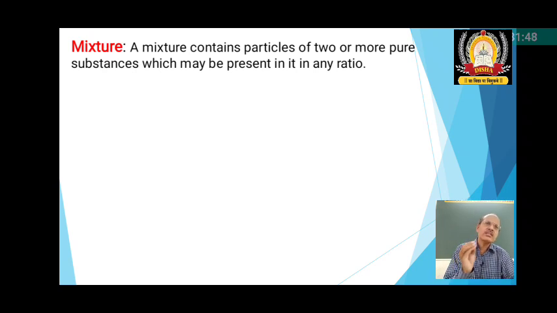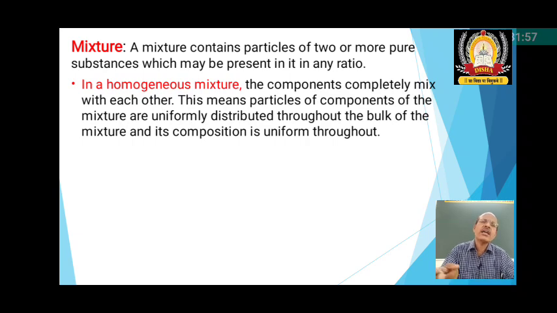So it contains the particles of two or more pure substances which may be present in any kind of ratios. Again there are two types, as you know already. In a homogeneous mixture, the components which are mixed are uniform throughout. That means here the components are uniformly distributed throughout the bulk of the mixture.